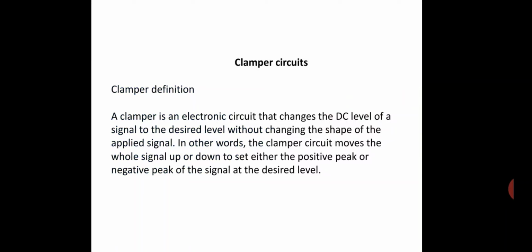So the input is received at the output, but at the output the input signal goes up or goes down; it changes the level. The level is changed by adding DC components. So a clamper circuit adds or shifts the level of the input signal in the positive direction or in the negative direction as we require.